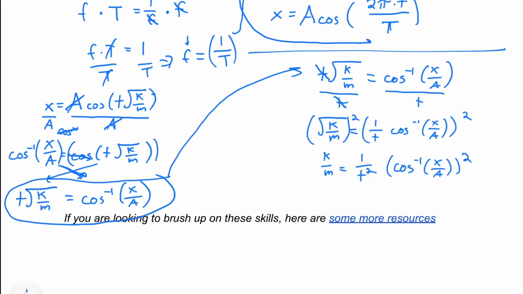And finally, the last thing is that k is still being divided by m on the left. So we're going to multiply by m on the left, and multiply by m on the right. And so we're left with k equals, with m in the numerator, divided by t squared times the inverse cosine of x over a squared.